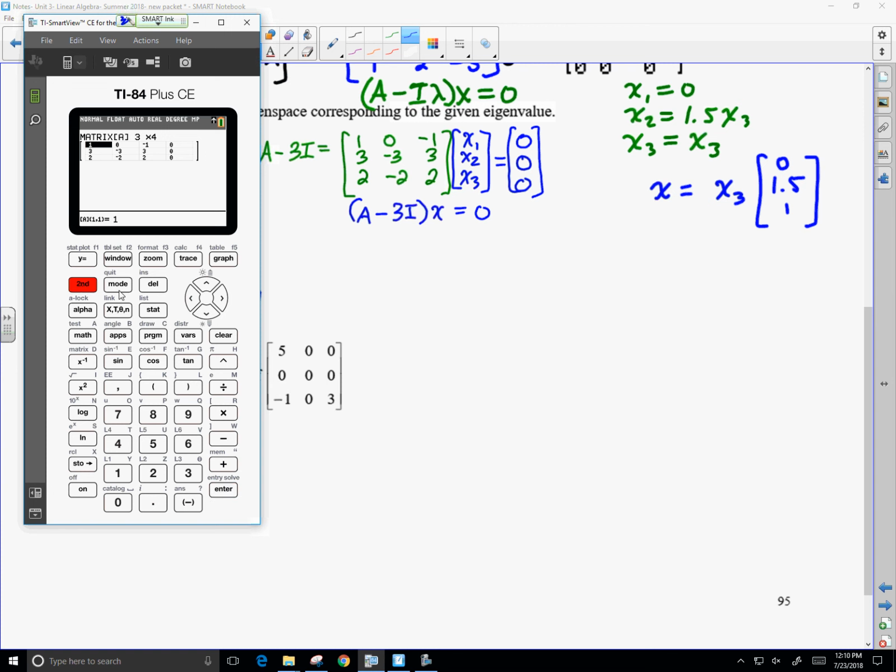Okay, I think I typed it in correctly. That was the plan anyway. Best laid plans of mice.